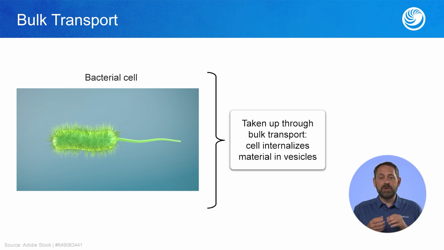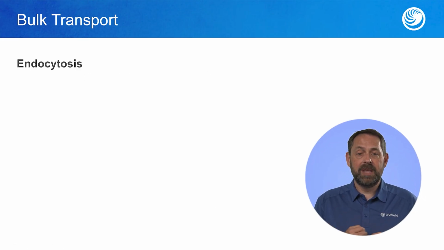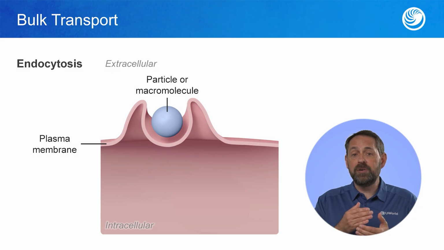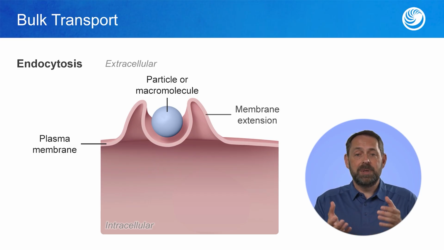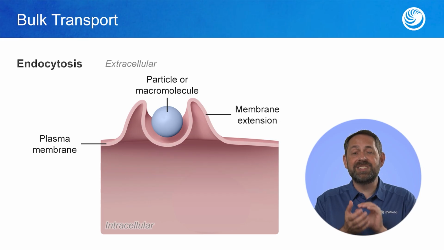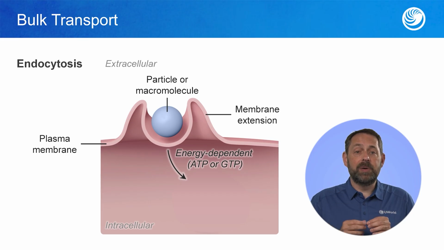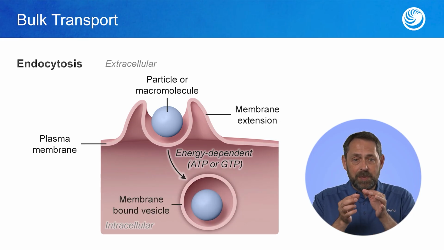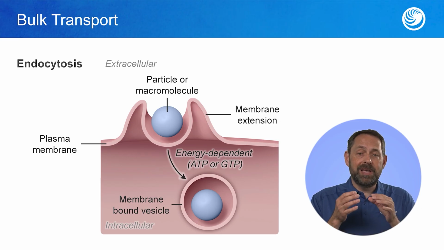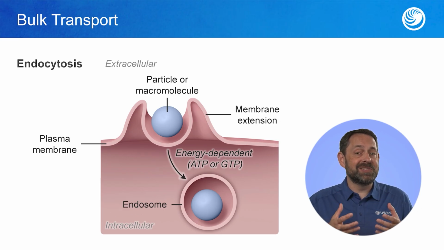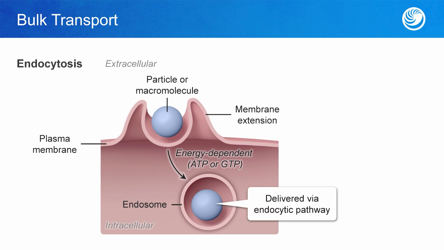The bulk transport of substances into cells in small vesicles is called endocytosis. During endocytosis, a particle or macromolecule to be transported becomes enclosed in a pocket formed by an extension of the plasma membrane. In an energy-dependent step, often requiring ATP or GTP, the sides of this pocket pinch together and seal off, creating a membrane-bound vesicle known as an endosome inside the cell. The contents of the endosome are then delivered to the appropriate location through the endocytic pathway, which is discussed in more detail in another lesson.